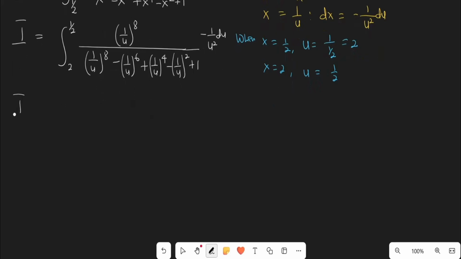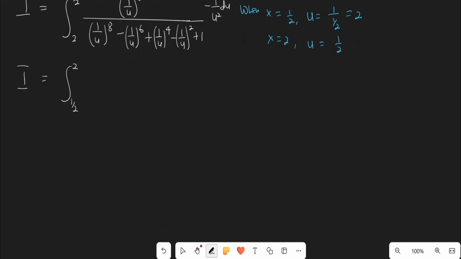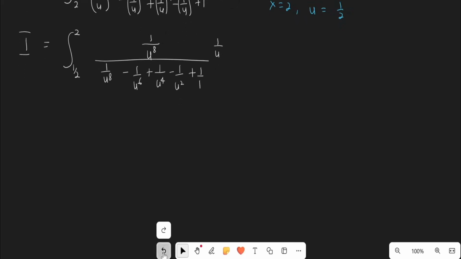Alright, cool. So here we have I equal to, now this negative, when I switch the limits from 1/2 to 2, that is going to nullify the negative. And now on the top, you have 1 over u raised to the power 8, divided by 1 over u raised to the power 8 minus 1 over u raised to the power 6 plus 1 over u raised to the power 4 minus 1 over u squared, and now plus 1, which is the same as 1 over 1, and then we have positive 1 over u squared du. So permit me to bring this 1 over u squared here to multiply 1 over u raised to the power 8, and then we have du.